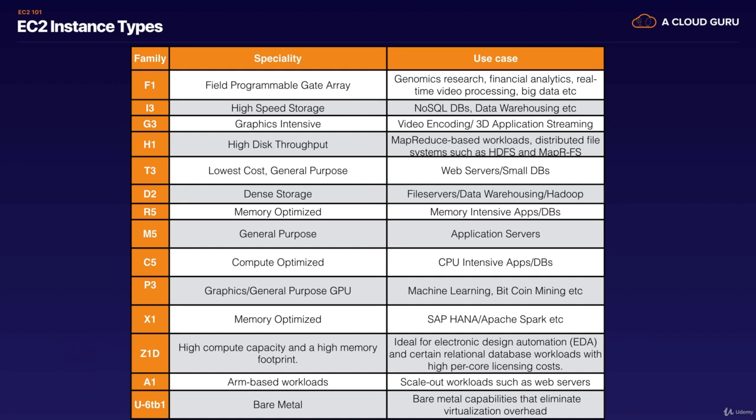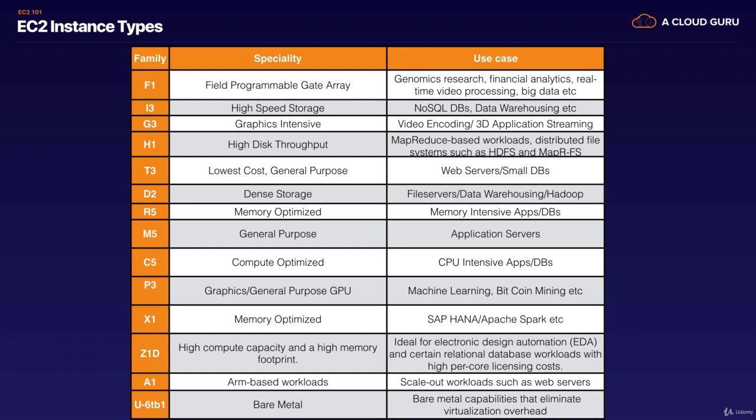Moving on, we've got the i3s. These are high-speed storage, and these are used for things like NoSQL databases, data warehousing, etc. Then we've got G3s. These are graphics intensive, and these are used for things like video encoding, 3D application streaming, etc. We've got H1s. These are high disk throughputs, useful for things like MapReduce-based workloads, distributed file systems such as HDFS and MapRFS.